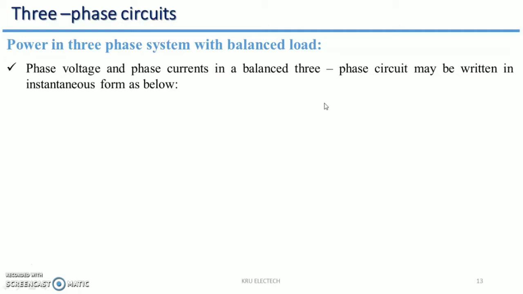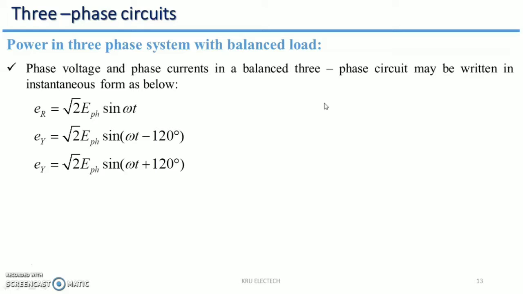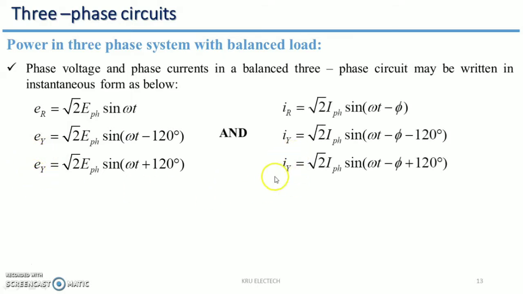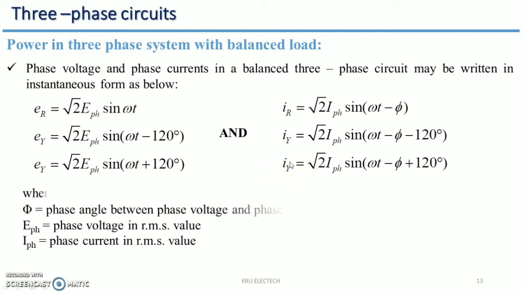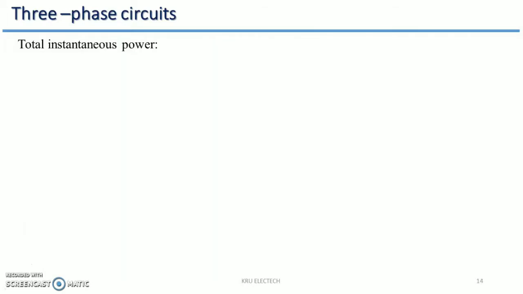Now the power in the three-phase system, when the load is balanced, the phase voltage and the phase current in the balanced three-phase circuit may be written like this. This is for the R phase, this is for the Y phase, and this is for the B phase. Where phi is the phase angle between the phase voltage and the phase current. E phase is the phase voltage in RMS value, that's why root 2 is here. And I phase is the phase current, which is also the RMS value.